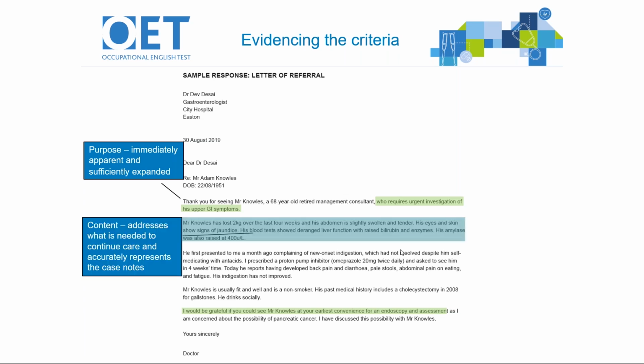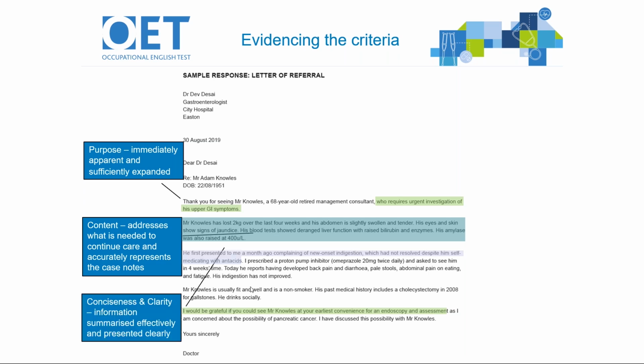Content is the next assessment criteria, and this is addressing what is needed to continue care and accurately represent the case notes. So as an example, in the second paragraph, we can see the patient's current condition and test results, and that these are being copied correctly. Similarly, details from the patient's first visit are included in paragraph 3, and they've been correctly copied, including the medication prescribed at that time.